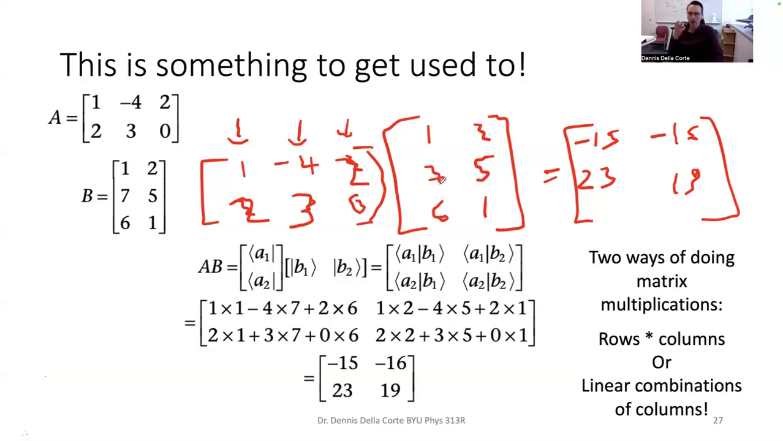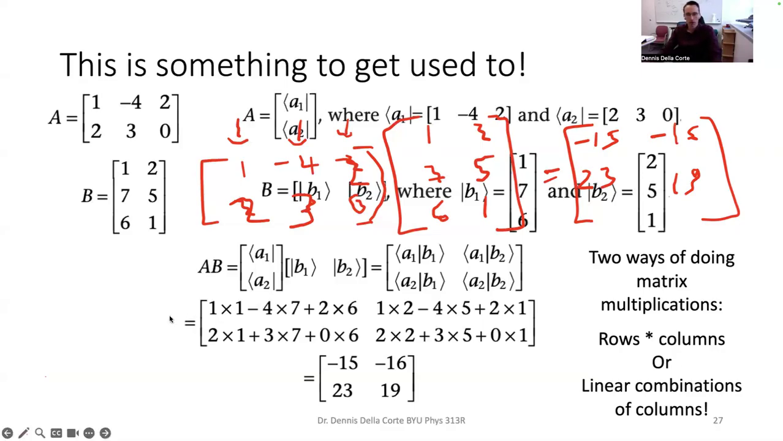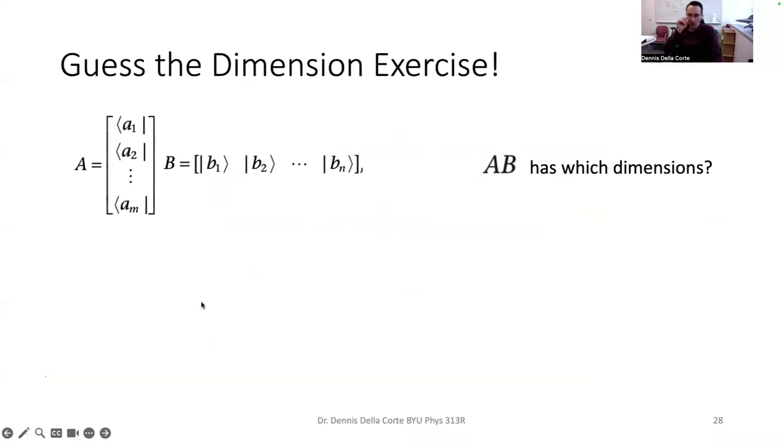Okay. Why do I like this better? I like it better because it gives me a way to think about the dimensions of the problem. So we're going to see that on the next slide. If we have this multiplication A times B, we sometimes want to think about, well, what do we receive at the end?